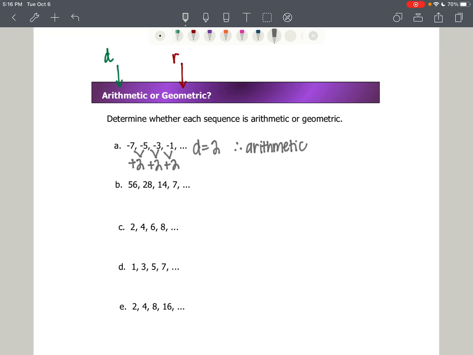So now you get to determine the next 4 problems. Go ahead and press pause. And when you're ready to reveal the answer, come back. Just make sure that you can justify your answer with providing the common difference or the common ratio.